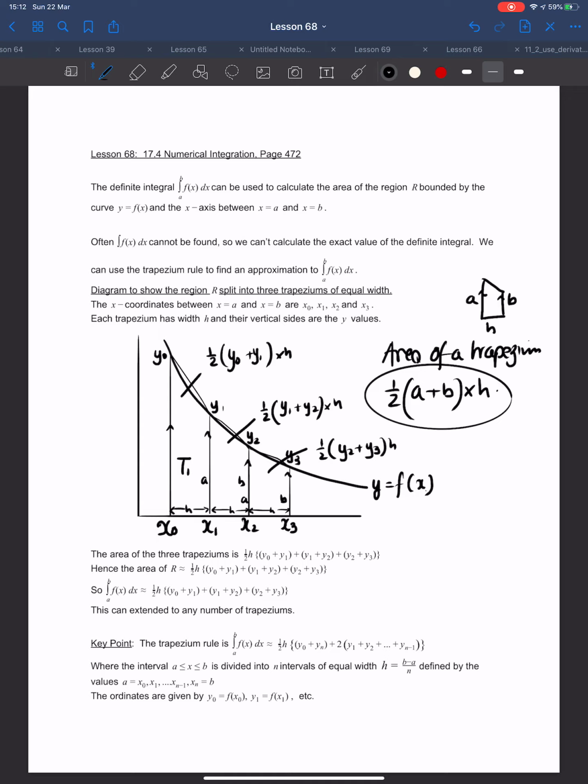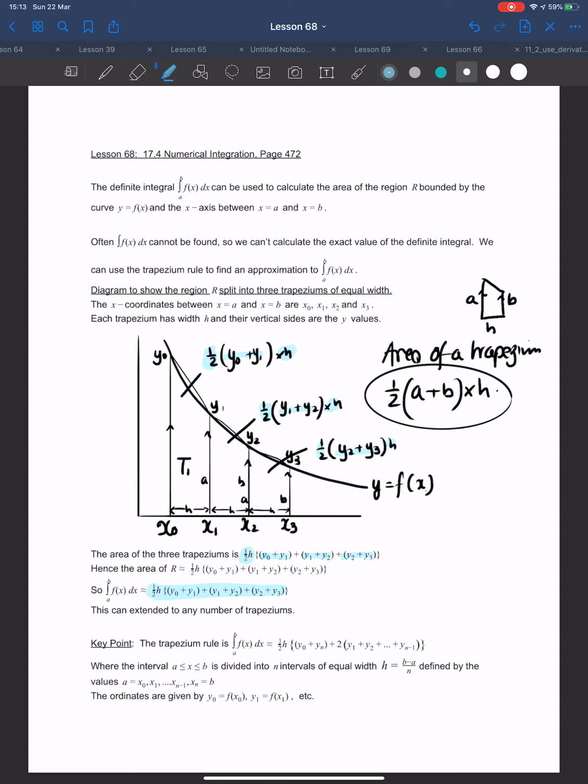Okay, so we're going to add all those up. Now, because for each of them there's a common factor of a half and h, taking the half and h outside the bracket, you've got y0 plus y1, y1 plus y2, y2 plus y3. So these are put together in a single formula like that. So the area is approximately equal to, there we are, add them all up.